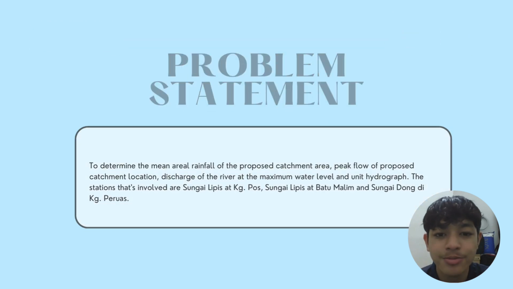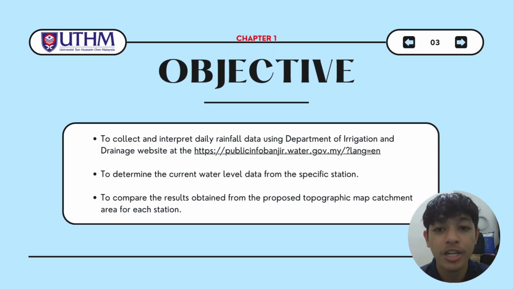Okay, for our objective, we conclude that we got three objectives from the problem statement because these two things are related. The first one is to collect and interpret daily rainfall data using the Department of Irrigation and Drainage website at the public info Banjir. Next, to determine the current water level data from the specific station. And lastly, to compare the results obtained from the proposed topographic map catchment area for each station. So that's all from me. I will pass this presentation to my friend.